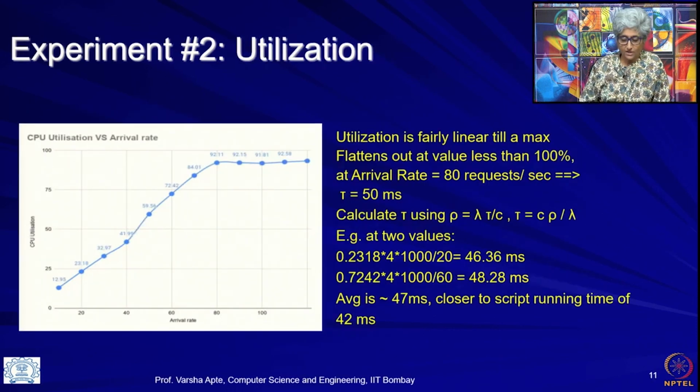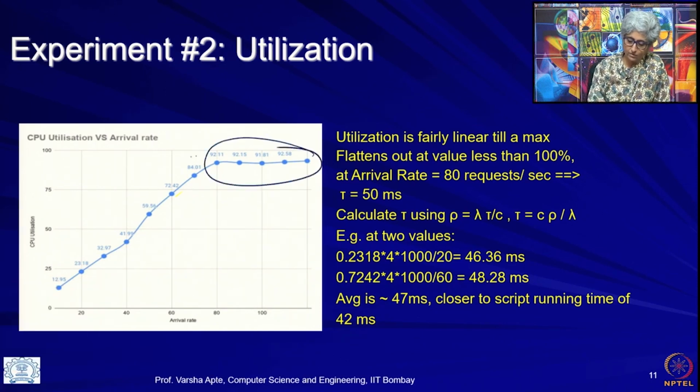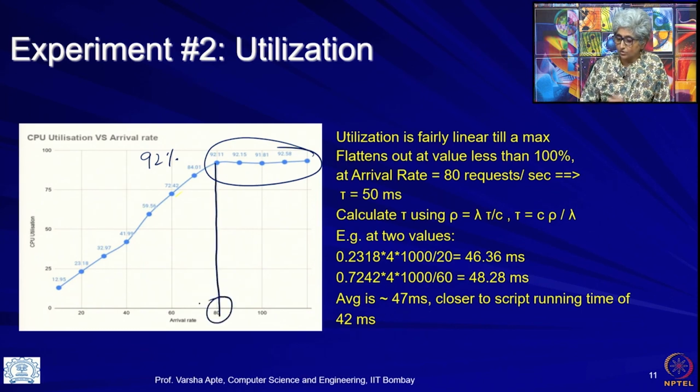Now, let us look at utilization, CPU utilization. Again we have a fairly linear kind of curve here, and it flattens out at less than 100%, which is not according to theory. It seems to flatten out at around 92%. This is not according to theory. When our arrival rate is maximum, the CPU is supposed to go to 100%. Also the flattening out is happening at around 80 requests per second. So, this is also weird.